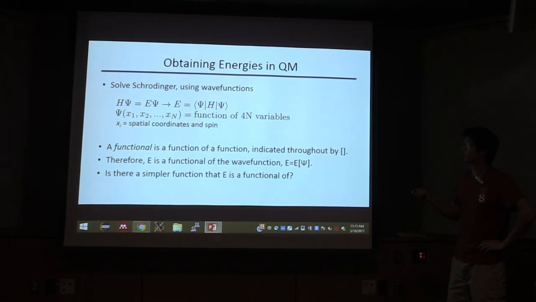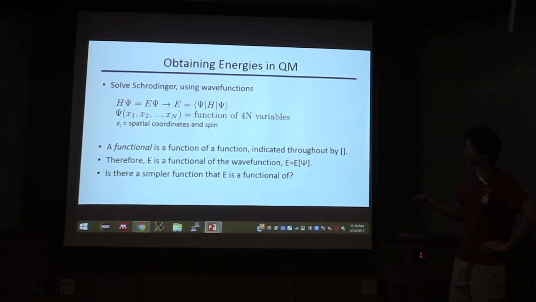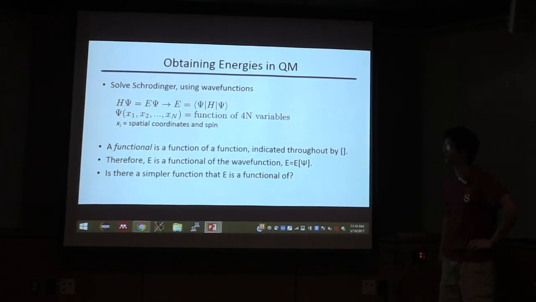So you see we can just get an expression for the energy in terms of the wave function. This expression is termed a functional. It's a function of a function, and that's where the functional comes from in density functional theory. It's indicated throughout this talk by brackets. Most of the equations are functionals, so you don't really have to worry too much about noticing when I use a bracket or not.